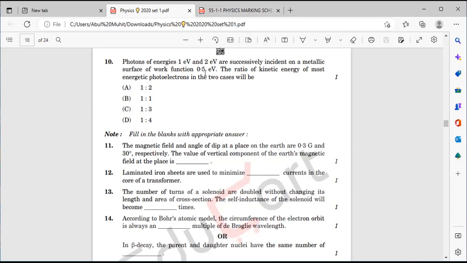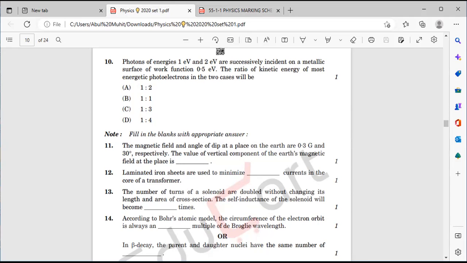Here, h nu is 1 electron volt and 2 electron volt. So 1 minus 0.5 divided by 2 minus 0.5. See, I'm not converting into joules. Keep this carefully. I'm not converting to joules because this is in electron volt. Let it be electron volt. Incident energy as well as the work function are both in electron volts. So that becomes 0.5 divided by 1.5, which is 1:3. So that is how the answer is given.